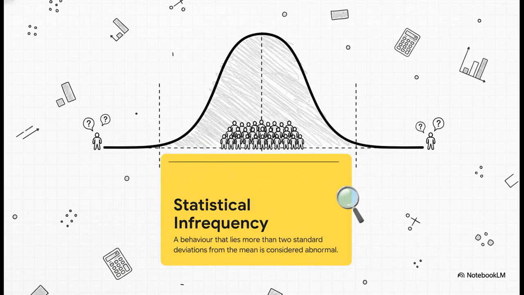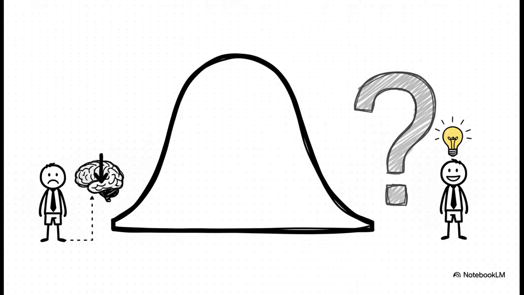Think of a classic bell curve. Most people are clumped in the middle, right? Well, this definition says abnormality is way out on the extreme edges. And this is where it gets interesting. On one hand, this definition is really useful. It's objective, it gives a clear statistical cutoff, which is great for things like IQ tests.